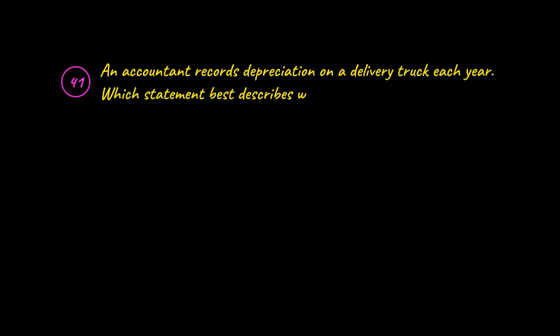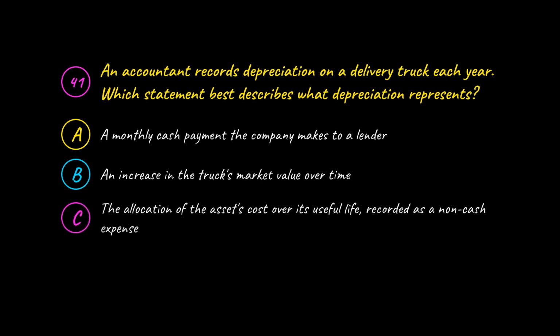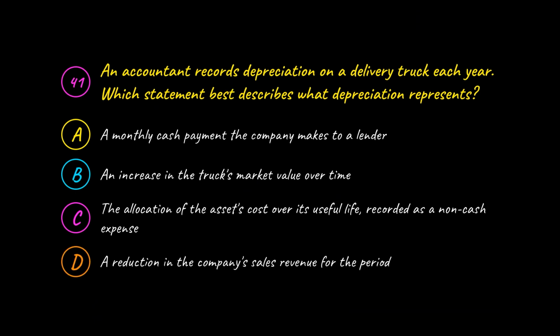Question 41. An accountant records depreciation on a delivery truck each year. Which statement best describes what depreciation represents? Your options are A, a monthly cash payment the company makes to a lender. B, an increase in the truck's market value over time. C, the allocation of the asset's cost over its useful life, recorded as a non-cash expense. D, a reduction in the company's sales revenue for the period. Which one is it? Pause the video if you need more time.